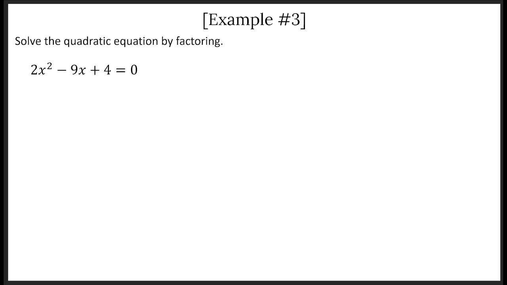Solve the quadratic equation by factoring. This one says 2x squared minus 9x plus 4 equals 0. Thankfully, this equation already says equals 0. That means we can go ahead and start factoring.